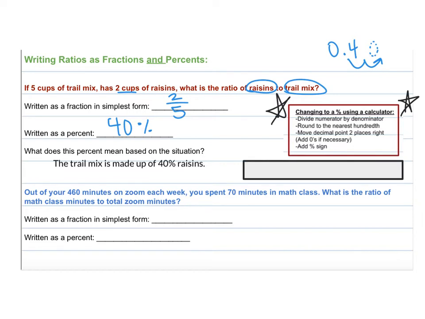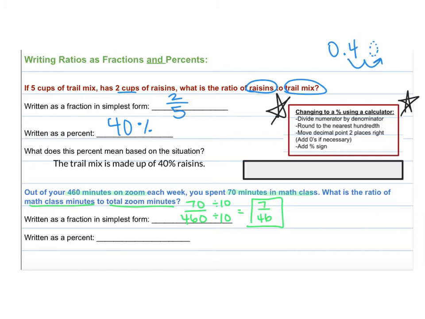Okay. The next example, out of your 460 minutes on Zoom each week, you spent 70 minutes in math class. So those are a couple important information numbers, I'm guessing. What is the ratio of math class minutes to total Zoom minutes? Okay, so again, ratio of math class minutes. Well, you spend 70 minutes in math class. That came first, so that's our numerator. To total Zoom minutes. Well, the total Zoom is 460, so that would be our denominator. Always simplify. I know I can divide the top and bottom by 10, which would be 7/46. That's in simplest form, so 7 to 46.